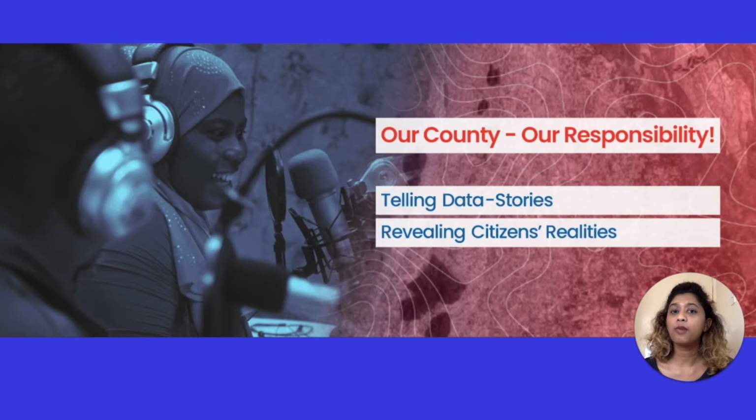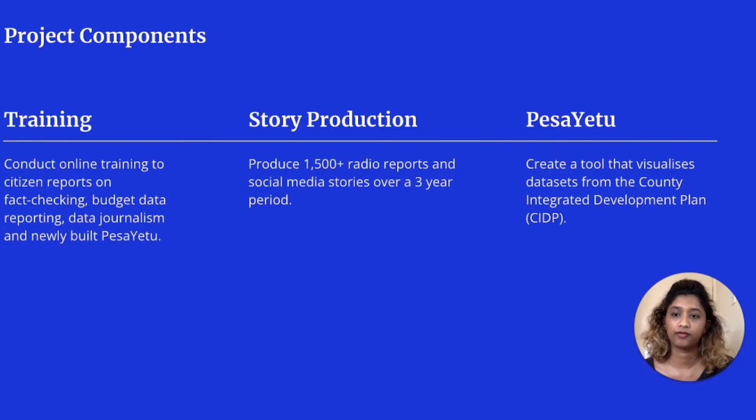The tool is part of the Our County, Our Responsibility project that aims to upskill 56 citizen reporters in 14 grassroots radio stations across 8 counties in Kenya to report on budget and development issues in their county, which will now aid in government accountability. The project has the potential of impacting millions of people in Kenya. The project has 3 main components. The first, to train reporters, the second, to support story production, and the third, to create the Pesa Yetu tool. We'll be looking into more detail at the Pesa Yetu tool.